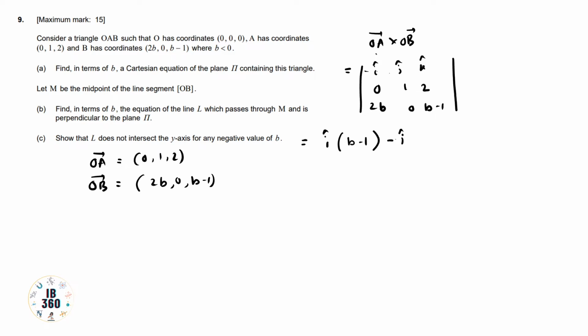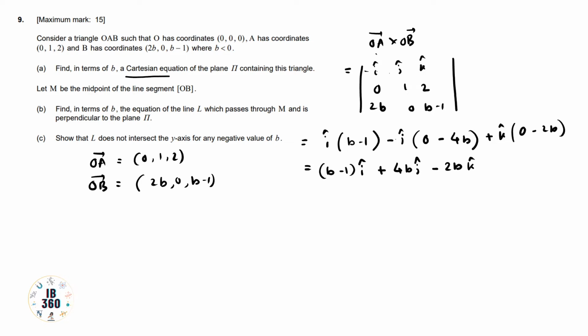So minus j here, minus j into 0 into b minus 1, so ultimately 0 minus 2 into 2b, that is 4b, then plus k cap, then 0 into 0, then minus 2b, 0 into 0 minus 2b, so ultimately 0 minus 2b. So we are getting 2(b minus 1) i cap plus 4b j cap minus 2b k cap. Now we need to find the Cartesian equation in terms of x, y, z.